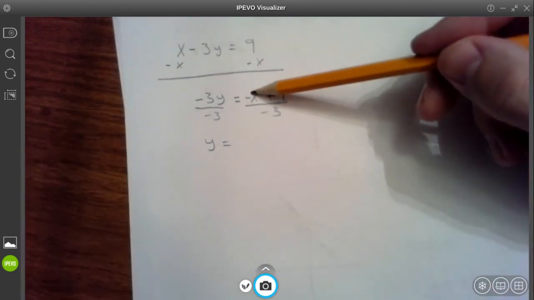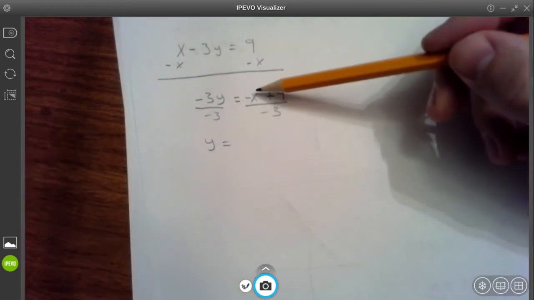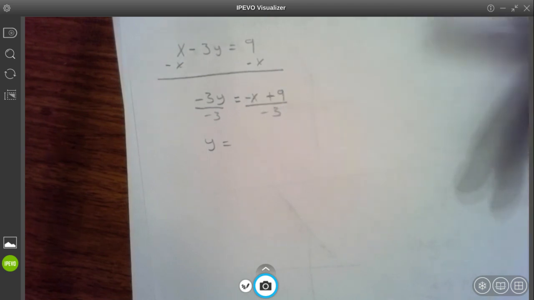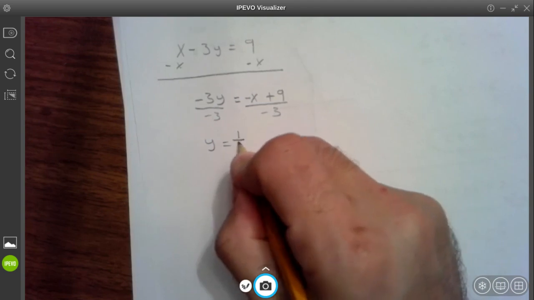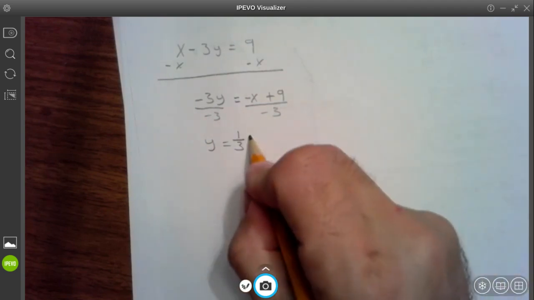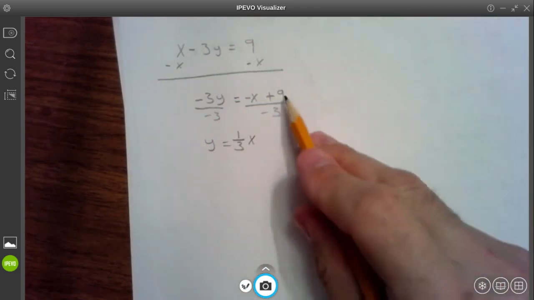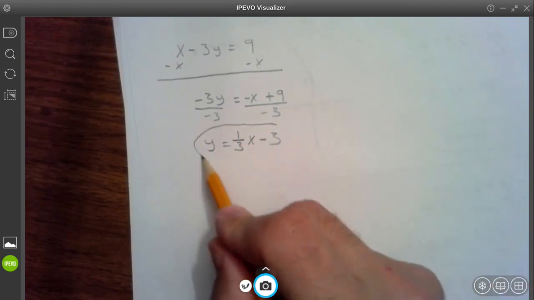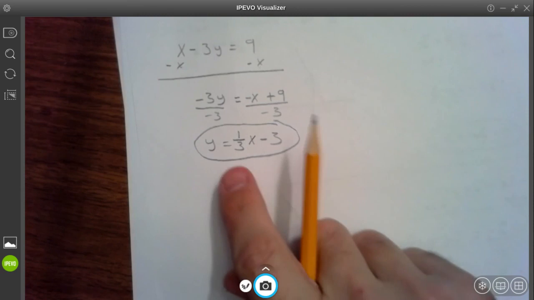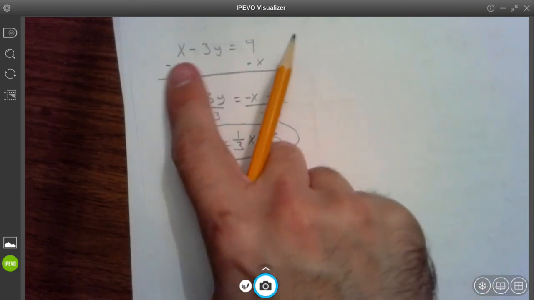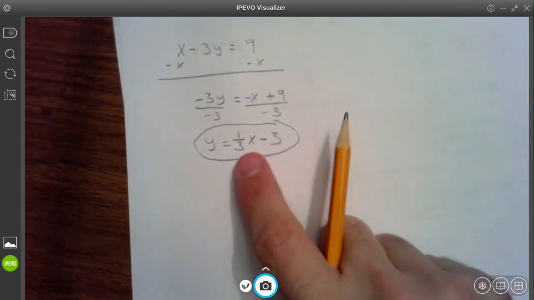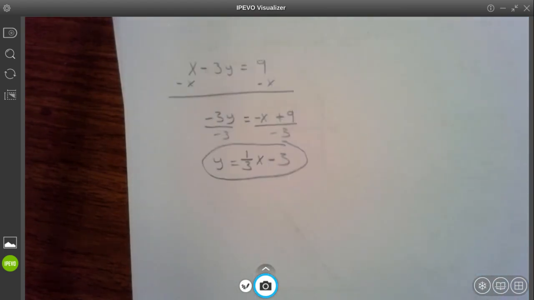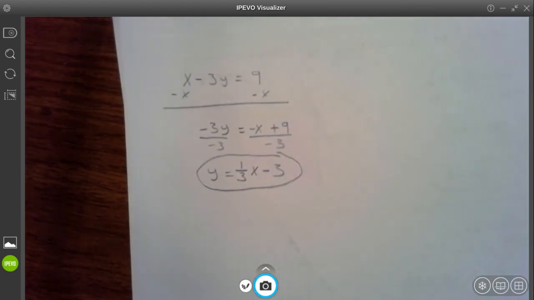All right, so this one, it's an assumed 1, so we're going to end up with a negative divided by negative, so it'll be positive 1/3 x, and then 9 divided by negative 3 is negative 3 again. All right, this is the key for figuring out what the slope and the y-intercept are for something that's in standard form, mainly the slope, because we talked about how to find the y-intercept last time.